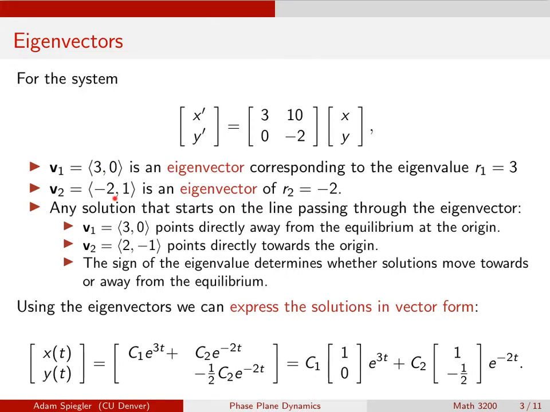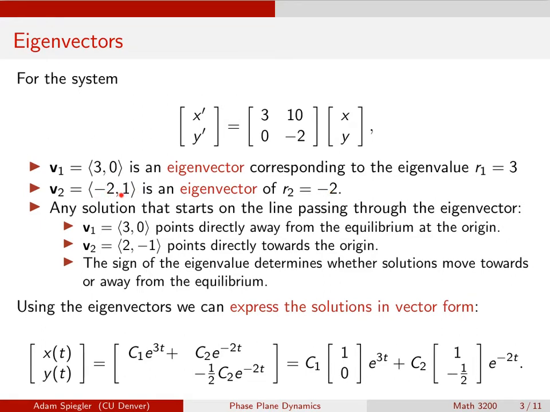Then we found that there were two special solutions that we identified. This one was special: if we start off with x being 3 and y being 0, that was nice because those solutions stayed on the line y equals 0. So this vector (3, 0) we're going to call an eigenvector for this eigenvalue 3, and I'm going to define this more carefully shortly. For the eigenvalue of -2, the vector (-2, 1) is an eigenvector for that eigenvalue.